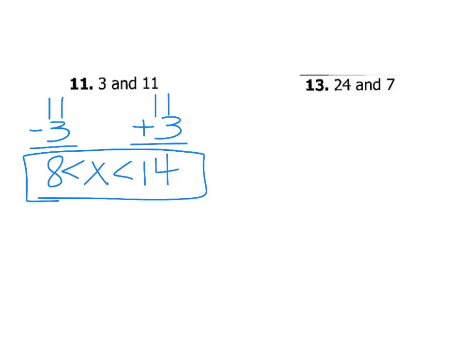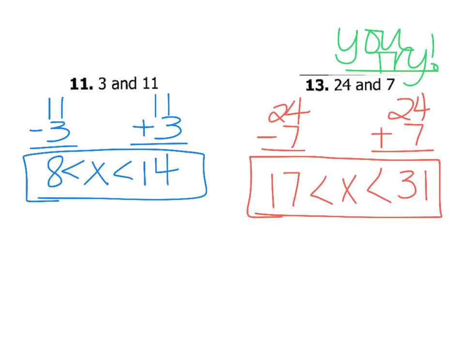Now 13. I want you guys to try number 13 real quick on your own. Try to find the inequality that represents the range of the third side. So go ahead and pause your video and give this one a try. All right, so you should have found the difference is 17 and the sum is 31. So x has to be greater than 17 and less than 31, and we would write it as an inequality that looks like this. If you have any questions on this, call me over. Otherwise, let's move on to the next example.